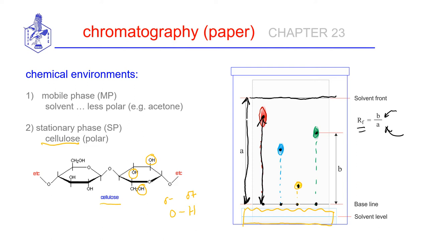So what we can infer from this diagram is that the yellow species is most like the stationary phase. In this case, that's the paper, which is polar. The component that moved furthest is the red one. This one is most like the mobile phase, and it spent the most time in the mobile phase moving up, and that is the less polar component. And so I can infer that that molecule is probably a little less polar than is the green, then is the blue, then is the yellow.